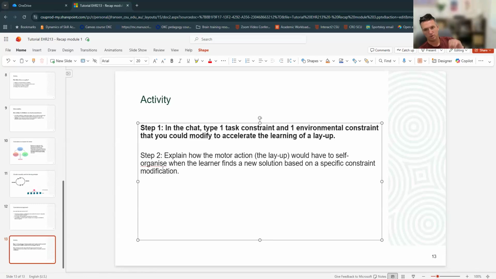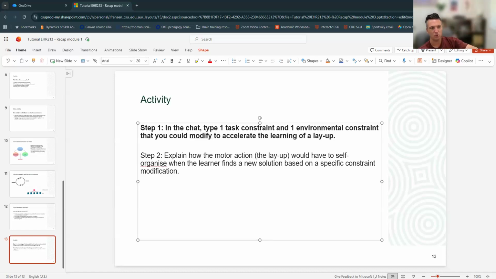All right. So now you can either type in the chat or unmute yourself. But I want to know from you, take one of the constraints that was talked about, any one of those, and tell me which behavior. Imagine that you are a coach and you're applying that constraint. Which specific behavior do you expect to see as a result of the constraint modification that you've made?